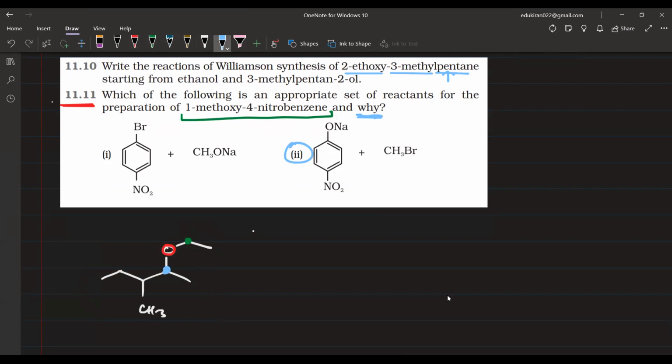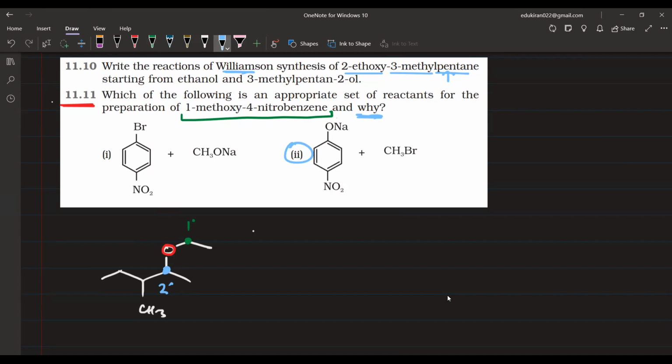Tell me, what is the degree of carbon in the green one? 1, 2, 3? 1 degree. And what about the blue one? 2 degree, right? Now we also know that when we are using Williamson ether synthesis, one of these alkyl groups will be coming from the alkoxide ion, and the other will be coming from the haloalkane. What do you think will be coming from the haloalkane? 1 degree or 2 degree?